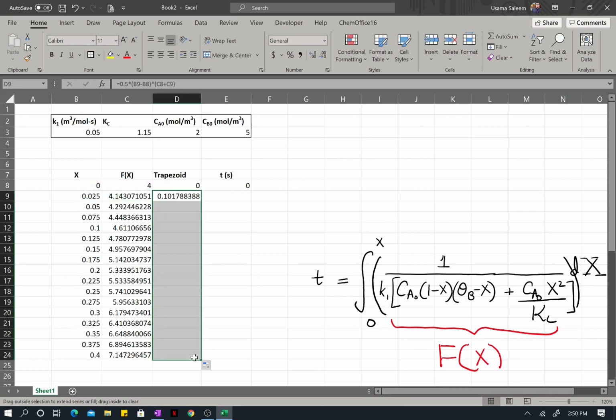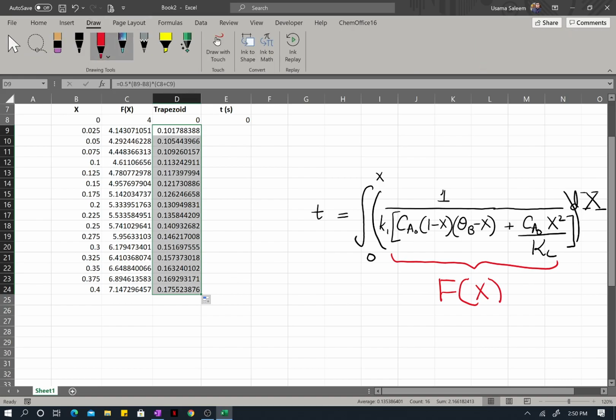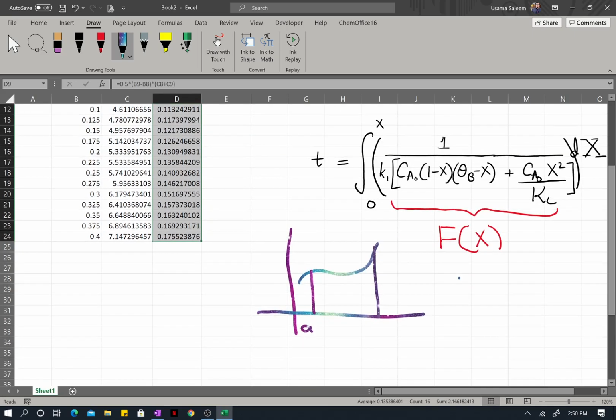Okay, so for each trapezoid. Just to give you guys a visual feel without making things too messy, let's use this color. Let's say I have a graph that I want to integrate from A to B. What I'm doing in column D is just trying to figure out the area of each individual trapezoid in the interval.